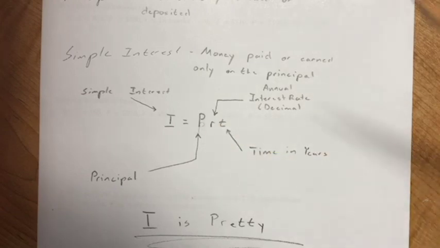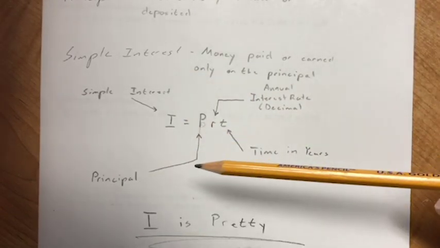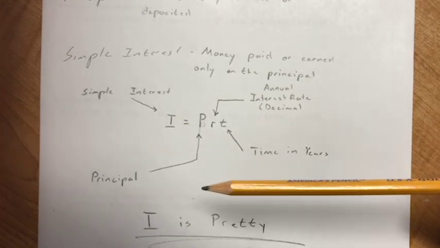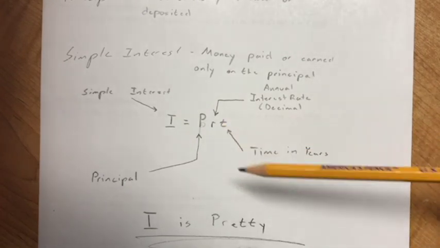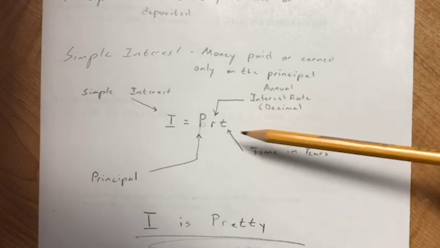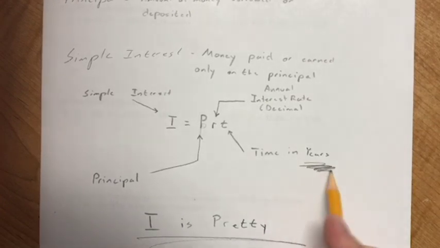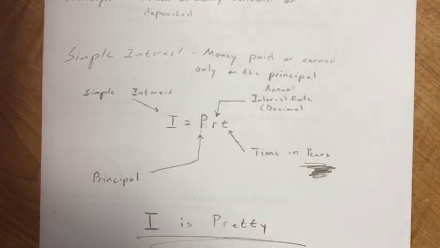I is pretty. I represents the simple interest. P represents the principal, how much money you're borrowing or how much you're depositing. R is your annual interest rate. This is in decimal form, so this is your percentage in decimal form. And then T is time, and notice what it's got, years. Very important there. Time is always in years, okay?